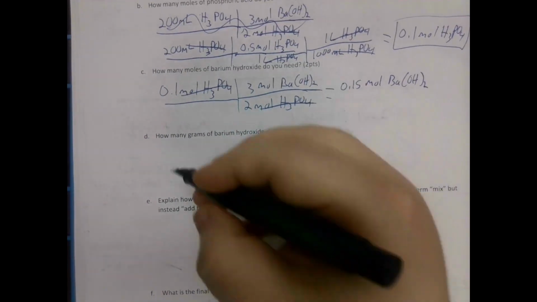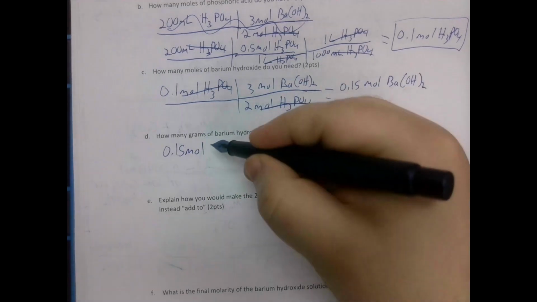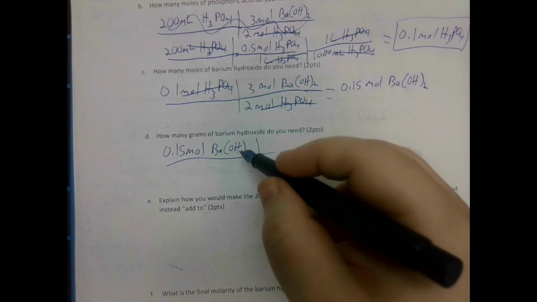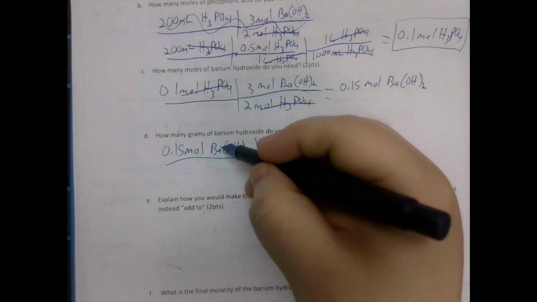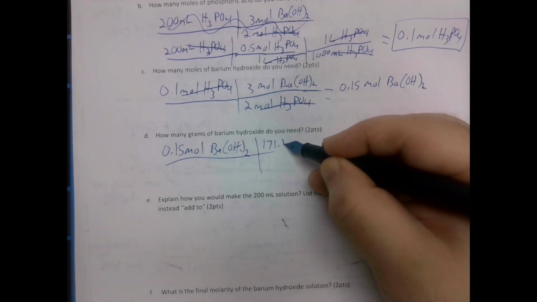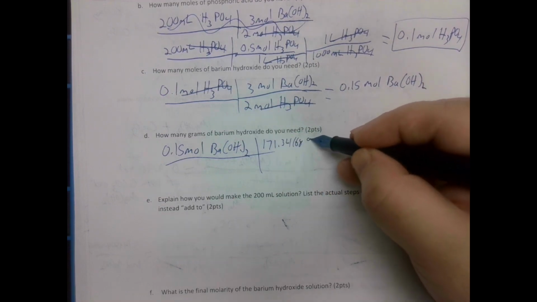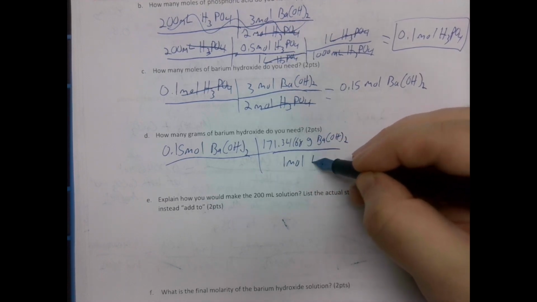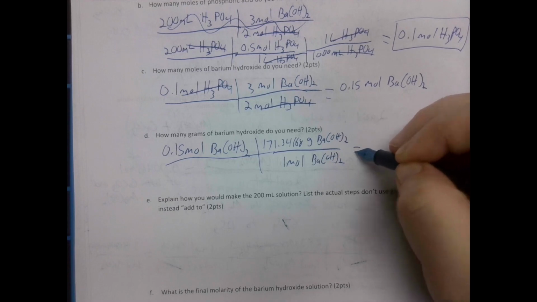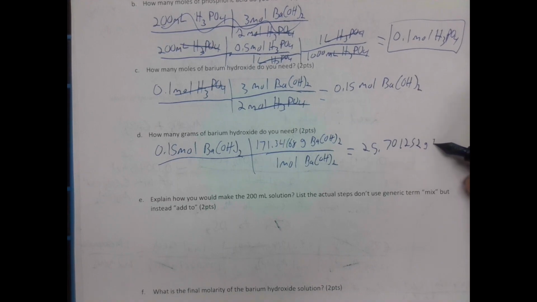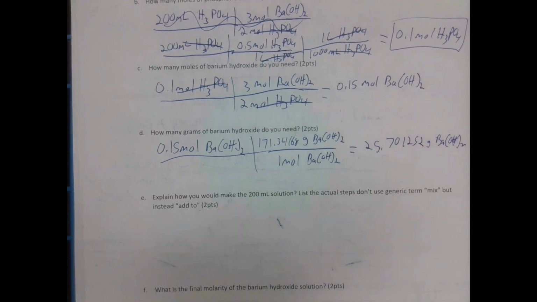How many grams do we need? 0.15 mole of barium hydroxide. Here we're going to have to use the molar mass. So 1 barium, 2 oxygen, 2 hydrogen. That's a ratio of 171.34168 grams of barium hydroxide to 1 mole of barium hydroxide. That's molar mass. That gives you 25.701252 grams of barium hydroxide.